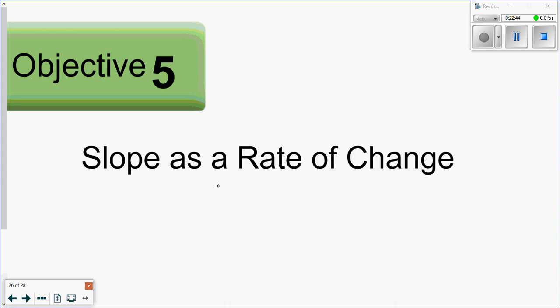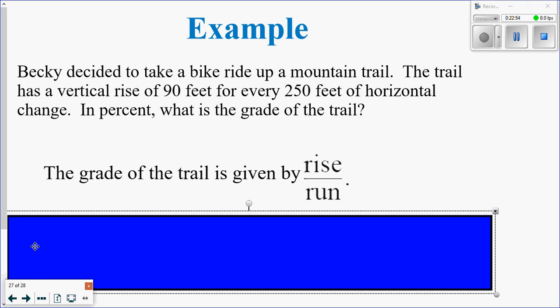So slope as rate of change. Rate of change, even though I said at the beginning it means the same thing as slope, you'll see it worded in word problems as rate of change and not the slope. So Becky decided to take a bike ride up a mountain trail. So think about a mountain trail, it's going to be going up. So obviously there's slope. The trail has a vertical rise of 90 feet for every 250 of horizontal.